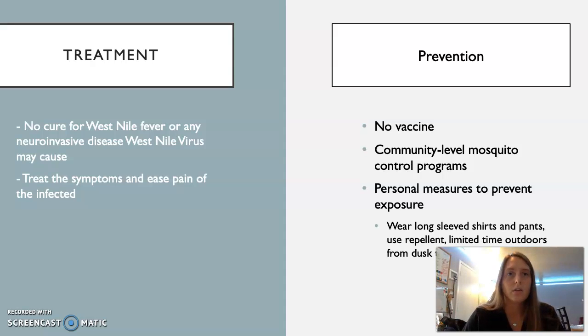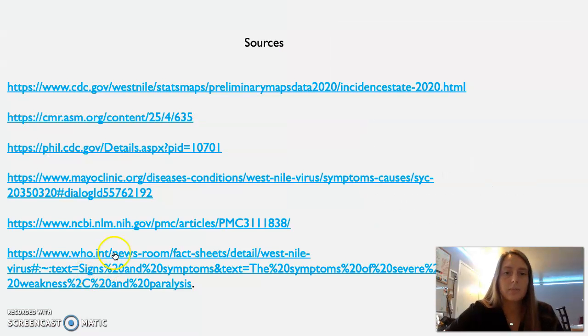What those would look like, I guess, is mostly community awareness, from what I saw, and people being aware, especially during the summer months, that they need to take personal measures to prevent exposure to mosquitoes. That includes wearing long sleeve shirts and pants, using repellent, and limiting time outdoors from dusk to dawn, which is kind of hard, wearing long sleeves in Texas during the summer, but yeah.